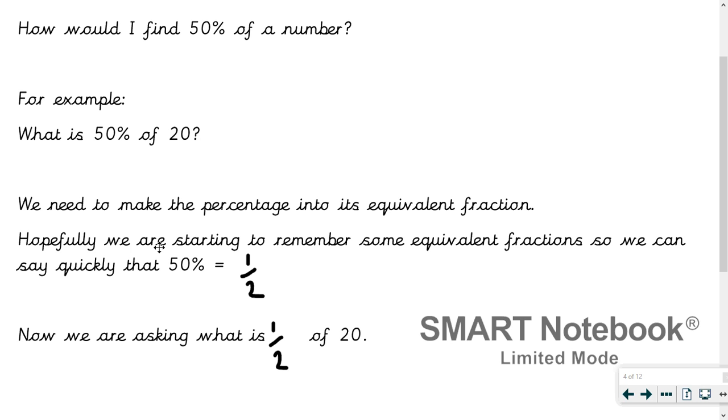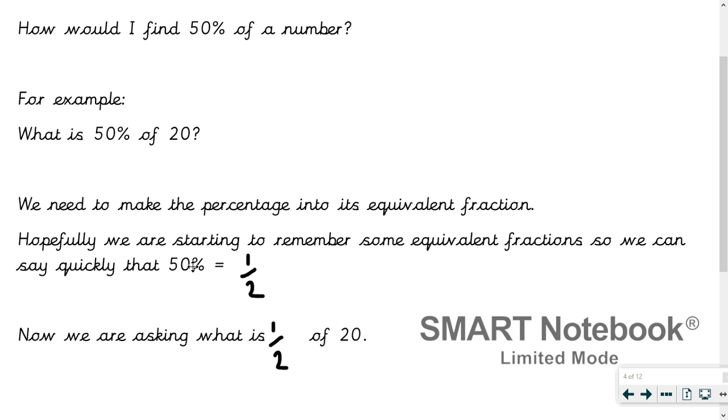So we're starting to remember some equivalent fractions. Instead of having to work out the equivalent fraction each time, we just know 50% is a half, 25% is a quarter, 75% is 3/4, 20% is 1/5. We're starting to get those stuck in our minds. So we can say that 50% equals a half.